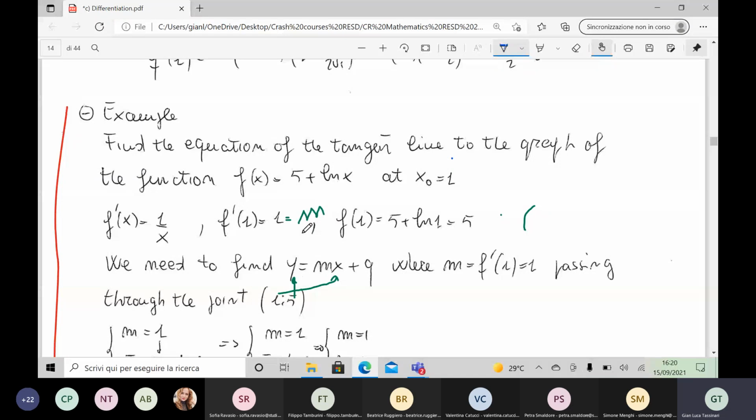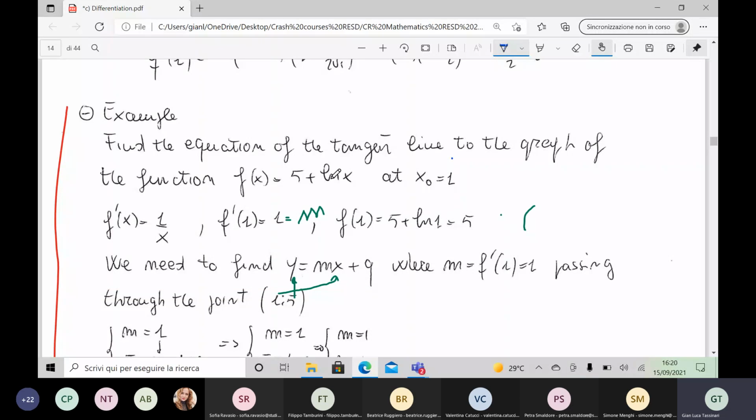But how can we find now the tangent? We have another piece of information. We know that the tangent we want to find is tangent at the point x0 equal to 1 to the graph of this function. What does this mean? This means that our straight line touches the function at this point. So at x0 equal to 1, our function is touched by the tangent. So the value of y, or f of x, of both the function and the tangent is the same.